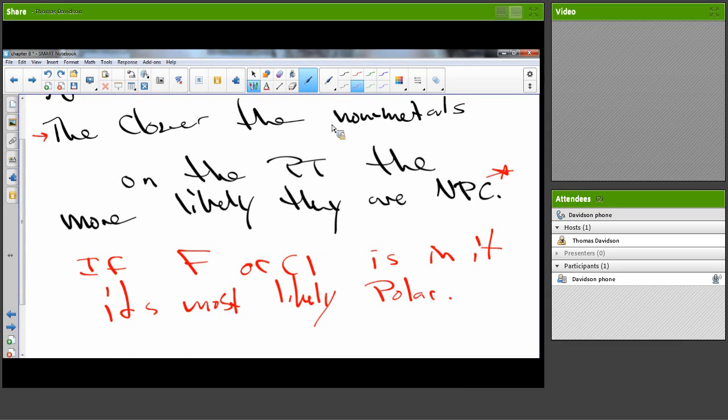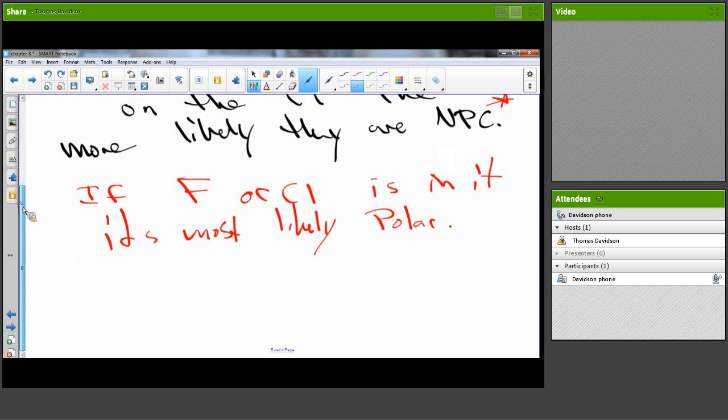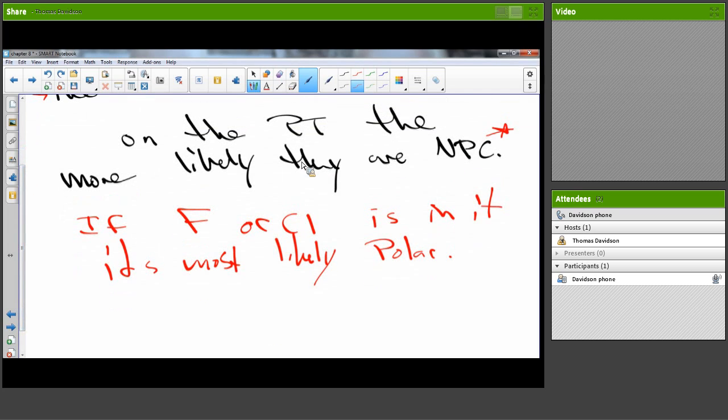Anyway, the closer the things are on the periodic table, the more likely they are nonpolar. Then, I'll put a little asterisk here. If F or Cl is in it, it's most likely a polar substance.